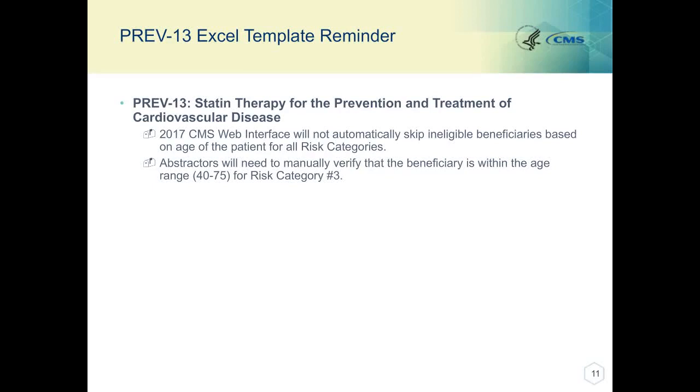So for Prev 13, the CMS Web Interface will not automatically skip ineligible beneficiaries based on the age for all the risk categories. So when you get to risk category 3, you have to make a manual selection as to whether they're outside of the age range of 40 to 75 for risk category 3. And we're going to show you what that looks like both in the Excel template and in the manual reporting in the CMS Web Interface. Next slide.